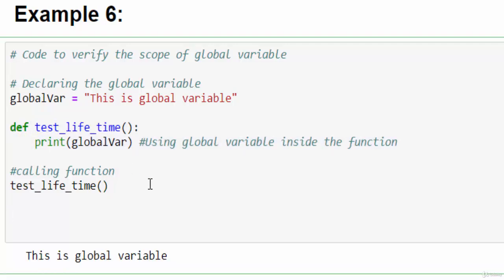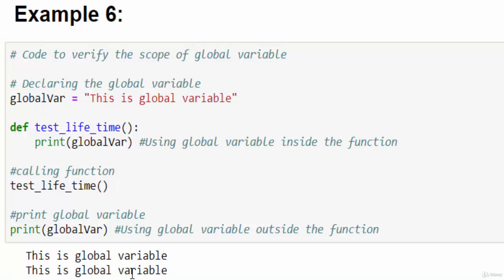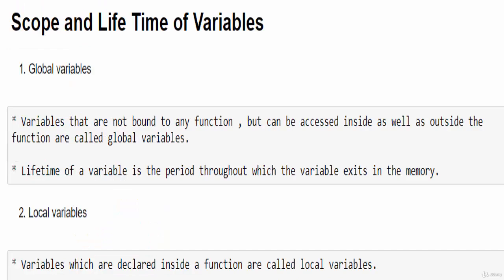Just one more line. Now I am trying to access the global variable outside the function. Execute the program. "This is a global variable". The conclusion here is that a global variable can be accessed both within the function and outside the function. Hope you got a clear picture. The global variable will exist in the memory till the execution is completed, that is, till the execution gets stopped.